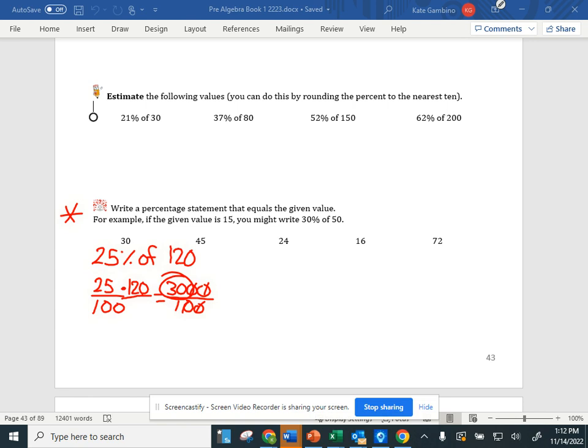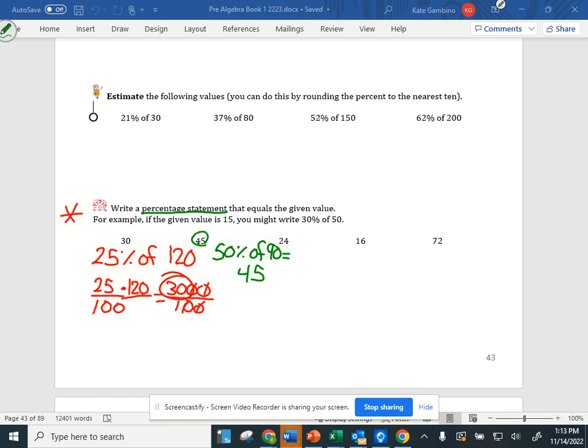You could even think half. What's 45 a half of? So you could say 50% of what would give you 45. Okay, don't overcomplicate it. That looks like you're still a little confused, Alexis. What's 50% of what would give us 45? Half of what number would be 45? Yeah. So you could say 50% of 90 equals 45. That's a percentage statement that equals this.